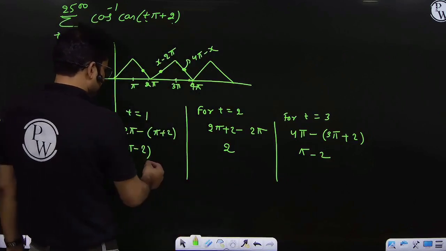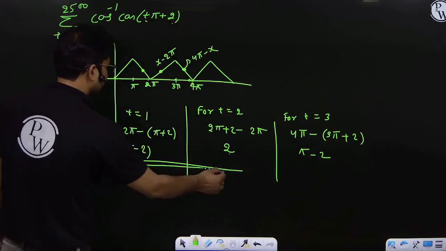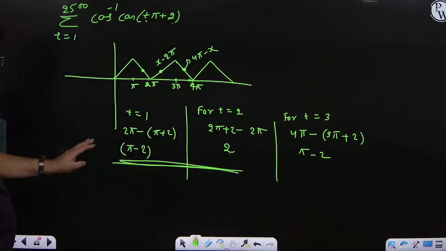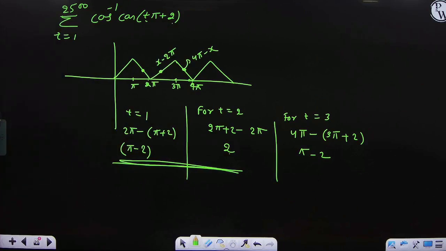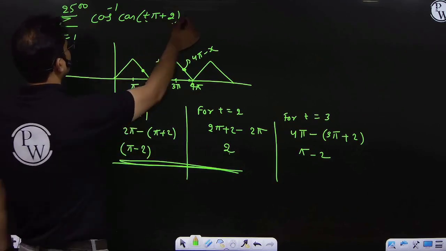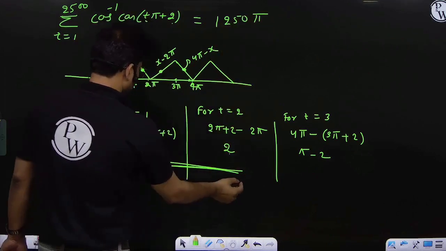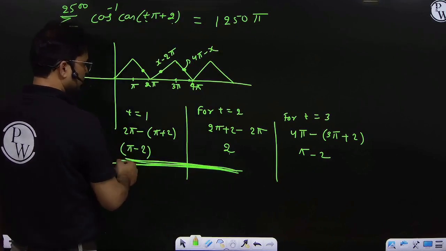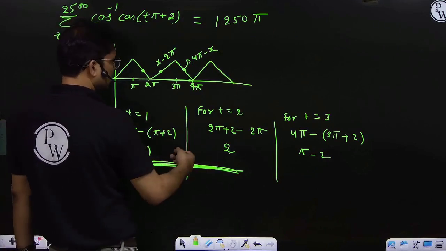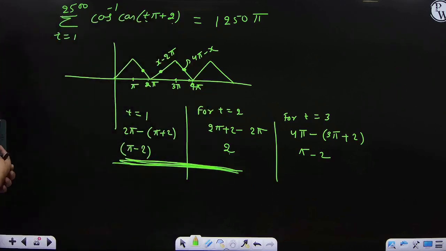Now what we have seen, pi minus 2 plus 2. One pair will provide pi minus 2 plus 2, that is pi. So total number of pairs will be 1250. So its value will be 1250 pi.